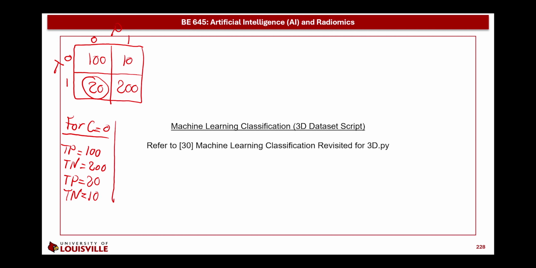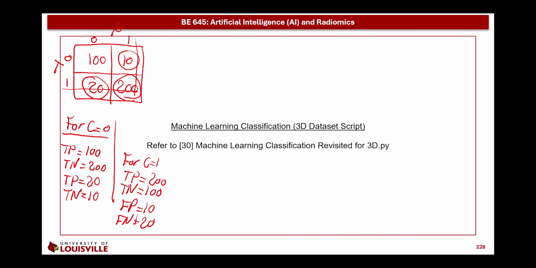And you did the same for class 1. You will find that true positive in this case will be 200, because the prediction and actual for this class is 200, and the true negative will be 100. And false positive in this case will be, it's predicted to be 1, but it's not 1, which is 10, and the false negative will be 20.